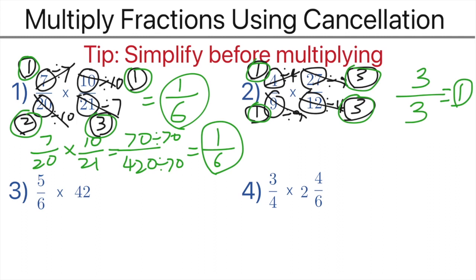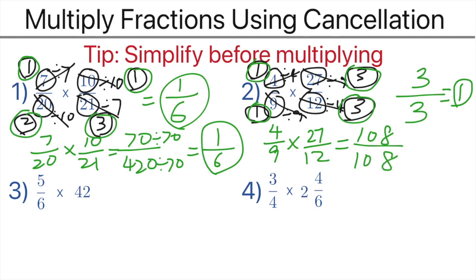Now if we want to do it the original way, which we can also do, and which also helps us double check the work, we take 4 over 9 times 27 over 12. Without simplifying, 4 times 27 is 108. And 9 times 12, using a calculator, I see it's 108. So 108 over 108 is also 1. So therefore, the answers are both the same and correct.